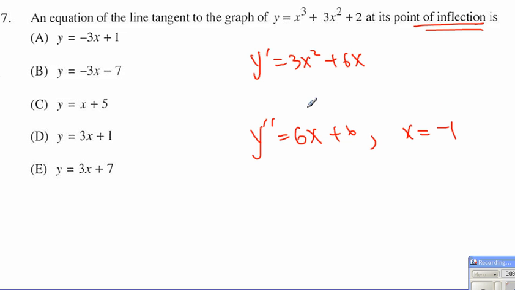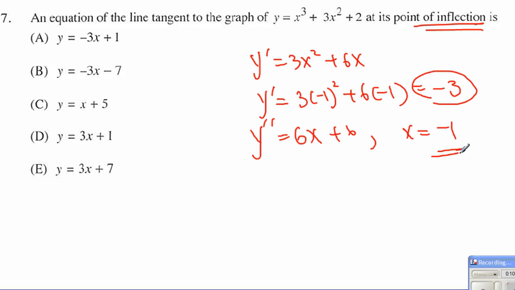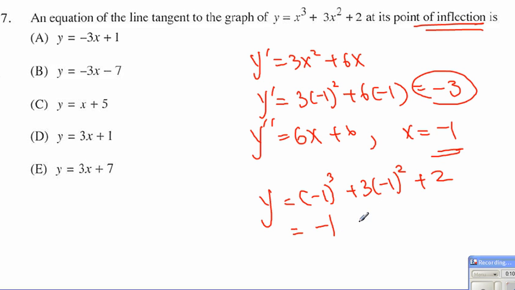Now, when x equals negative 1, the slope becomes y prime, which is 3 times negative 1 squared plus 6 times negative 1. When you calculate this one, you will realize that the value will be negative 3. Slope is equal to negative 3, while the x value is equal to negative 1. Now let us try to find the y value. The y value equals negative 1 to the third power plus 3 times negative 1 squared plus 2. Now we realize this becomes negative 1, here we have still 3, and plus 2, we end up getting 4. So those are the values.